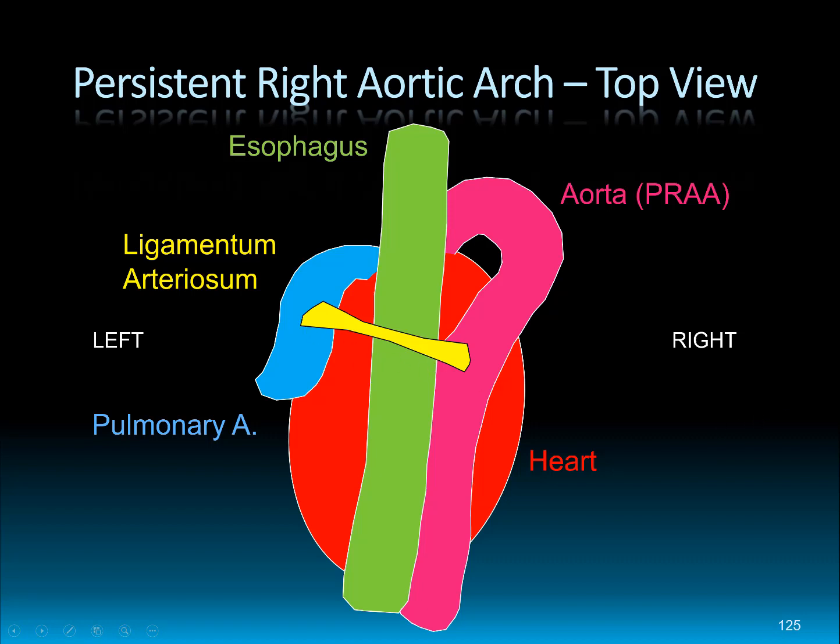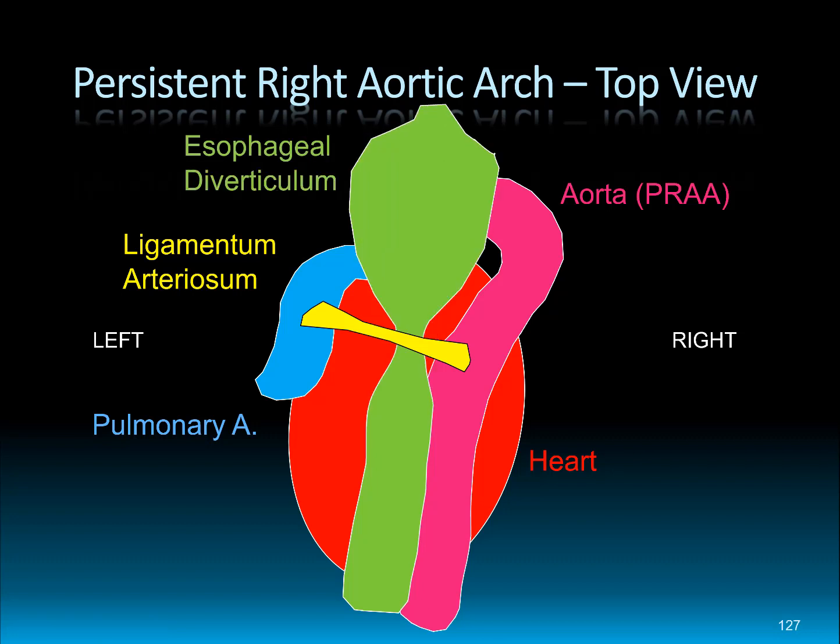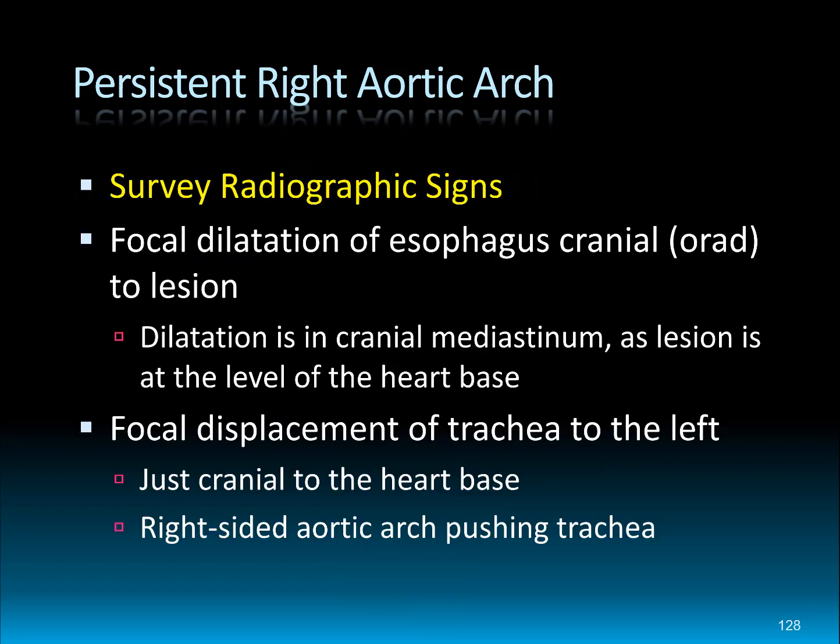So what's that going to do? It's going to compress the esophagus like that, and that's going to lead to backing up of anything that this dog tries to eat, and ultimately formation of focal esophageal dilation or an esophageal diverticulum. So your survey radiographic signs are going to be very similar to all the other things in this part of the lecture. Focal dilatation of the esophagus that's cranial to the lesion.